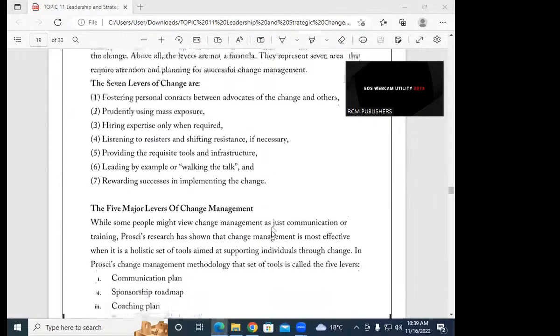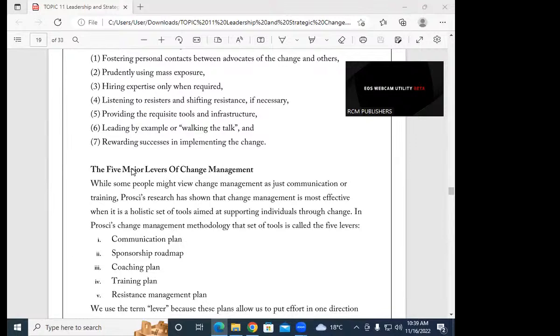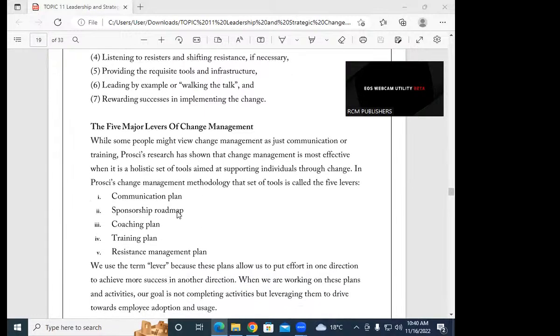Another thing that you need to know is the 5 major levers of change, which are not different from the strategies for overcoming resistance. Like 1, you need to have a communication plan. So how are you going to communicate, or which strategy are you going to use to communicate?